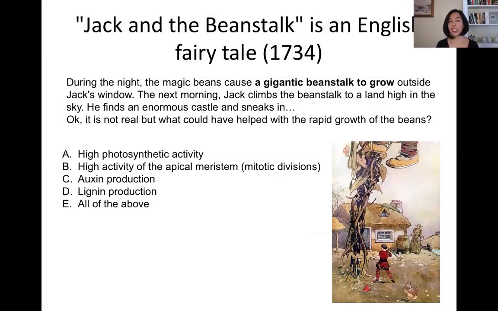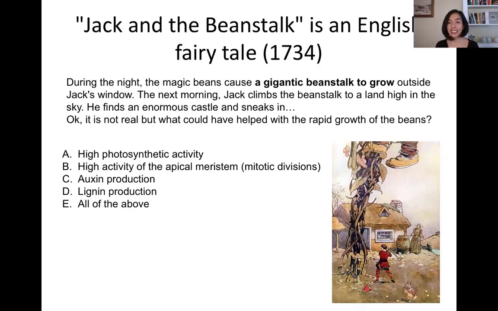You are probably familiar with this tale. This is Jack and the Beanstalk. It's an English fairy tale whose author is unknown, but that was published in 1734. And I would like you to think about this and tell me what you think. During the night, the magic beans cause a gigantic beanstalk to grow outside Jack's window. The next morning, Jack climbs the beanstalk to a land high in the sky. He finds an enormous castle and sneaks in. Okay, it is not real, but what could have helped with the rapid growth of the beans?